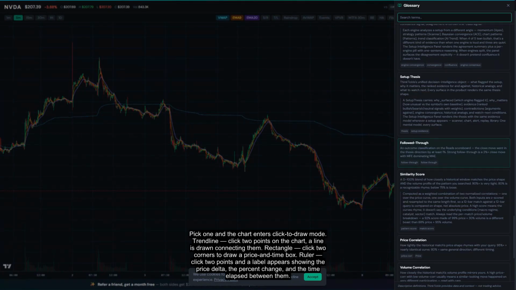Trendline, click 2 points on the chart, a line is drawn connecting them. Rectangle, click 2 corners to draw a price and time box. Ruler, click 2 points and a label appears showing the price delta, the percent change, and the time elapsed between them.